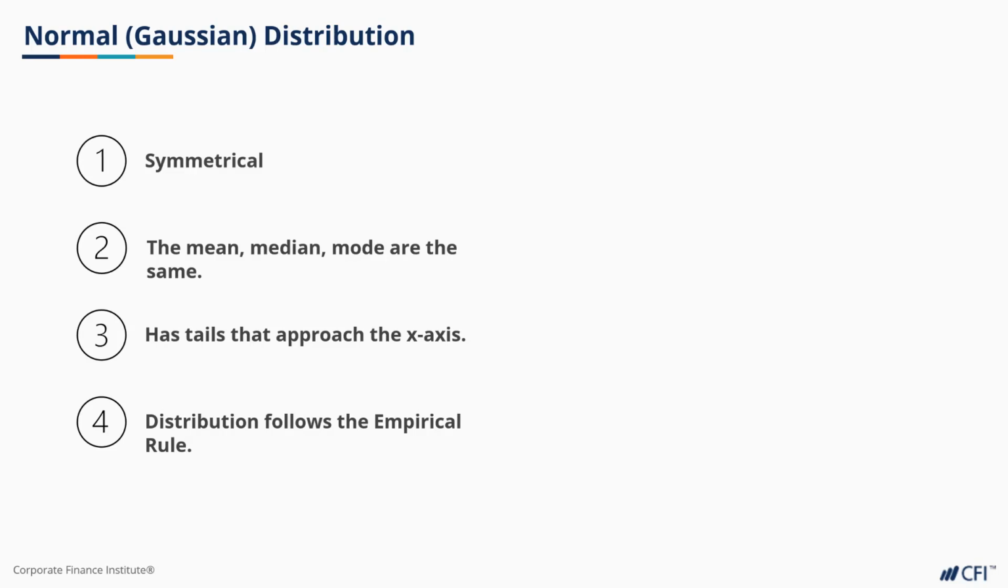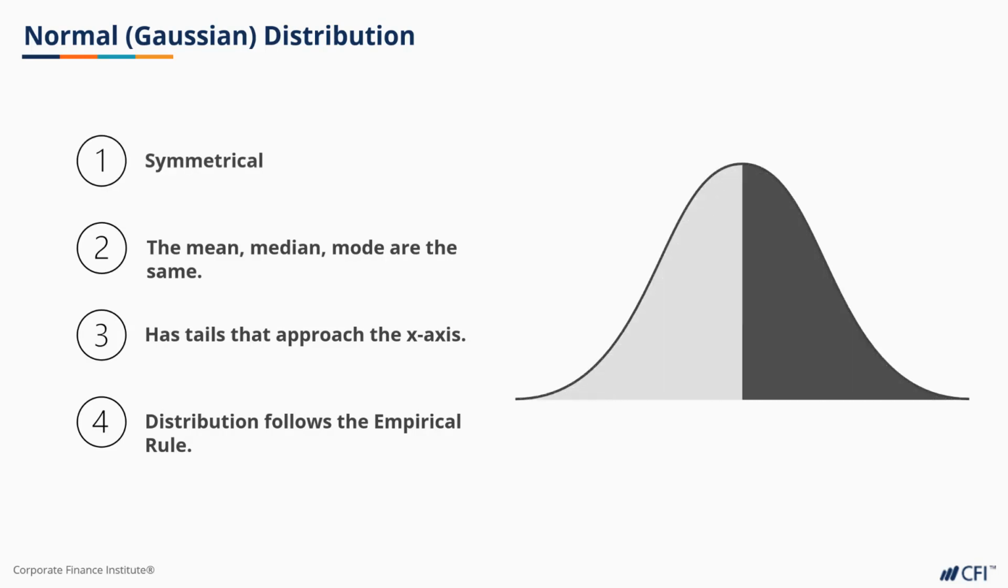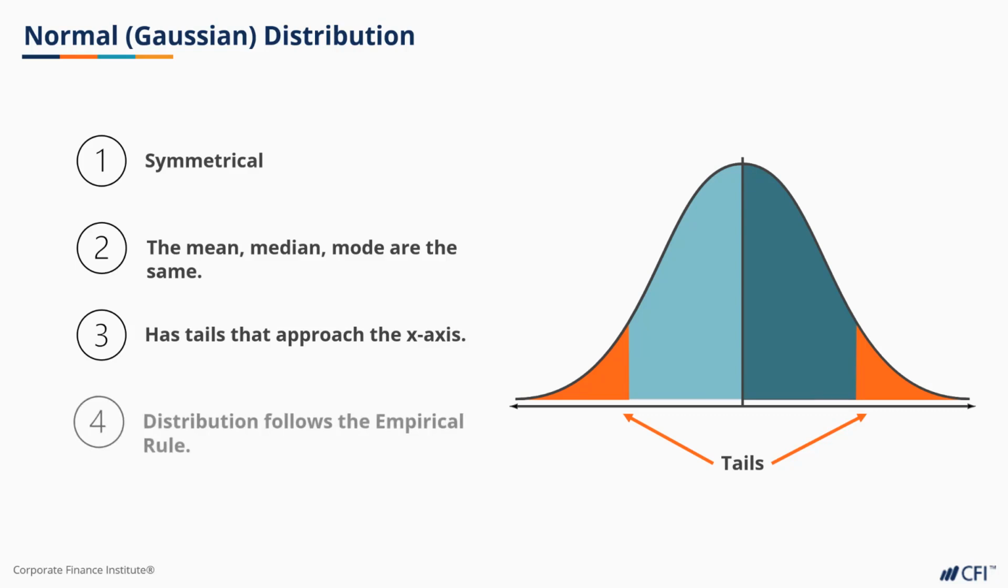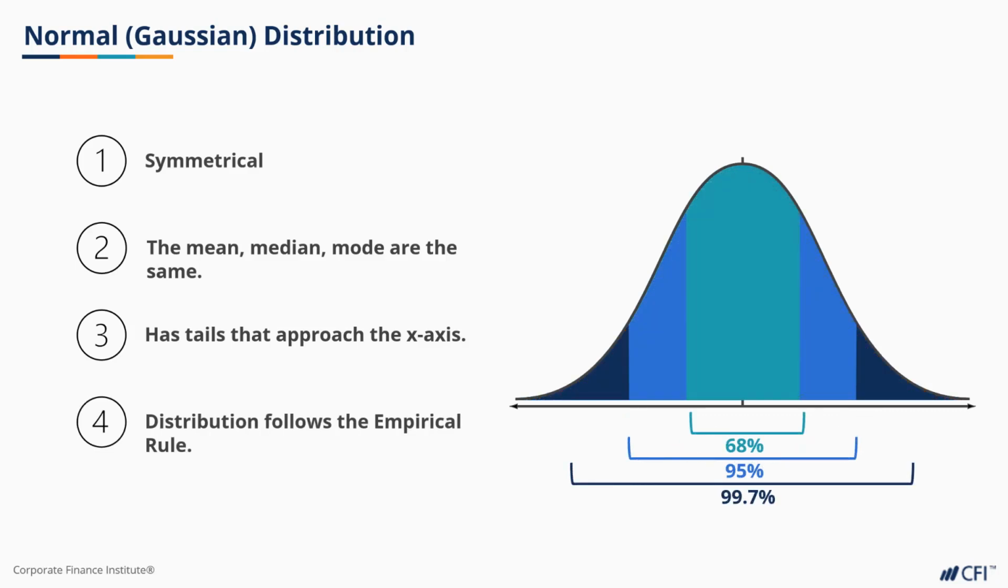The key features are that it is symmetrical around the mean. The mean, median, and mode are all the same, and our normal distribution also has tails on both sides, which approach but never touch the x-axis. Finally, by applying the empirical rule to any normal distribution, we can determine the proportion of values that fall into certain ranges of the mean. 68% of our points fall within 1 standard deviation, 95% within 2, and 99.7% within 3.